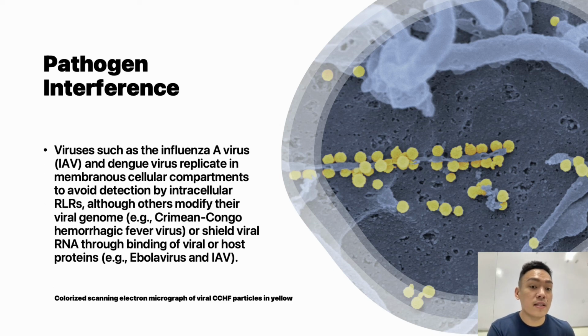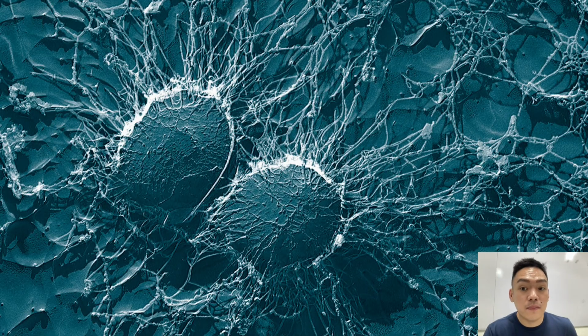Viruses such as influenza A virus and dengue virus replicate in membranous cell components to avoid detection by intracellular RLRs, although others modify their viral genome. In the case of Crimean-Congo hemorrhagic fever virus, or shield viral RNA through binding of viral or host proteins, such as in Ebola and IAV.